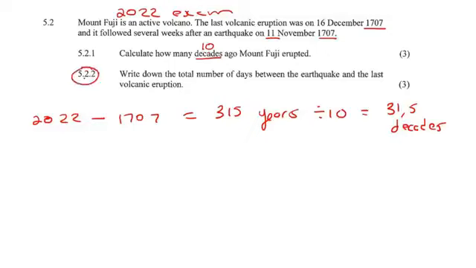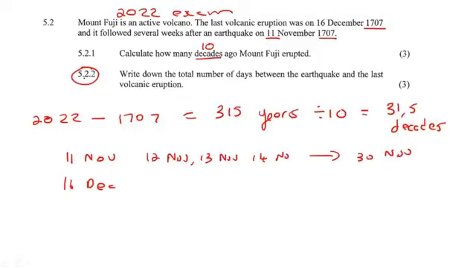Write down the total number of days between the earthquake and the volcanic eruption. Okay, so we're going from 11 November and we're going up to 16 December. And what's important is it said how many days between. So that means we're not going to count the 11th of November, so you're going to have 12 November, 13 November, 14 November, all the way up to 30 November. That is how many days there are in November.